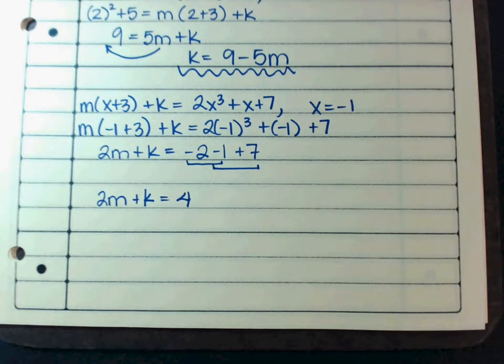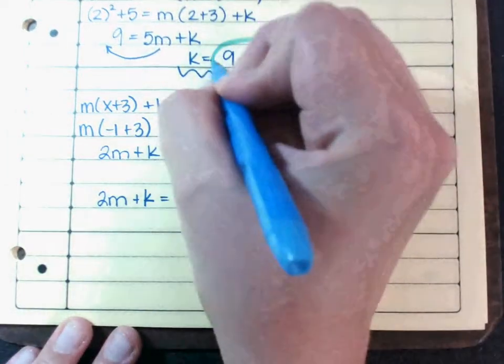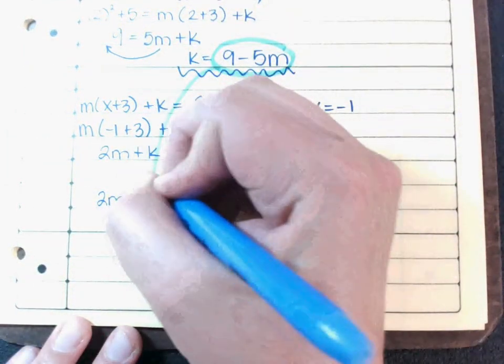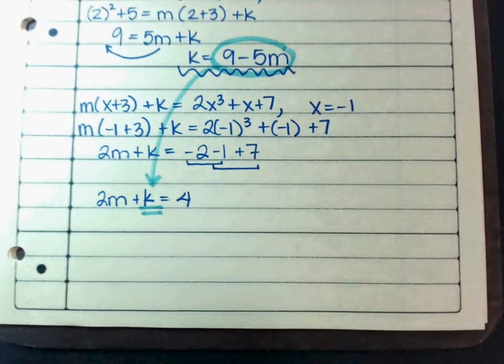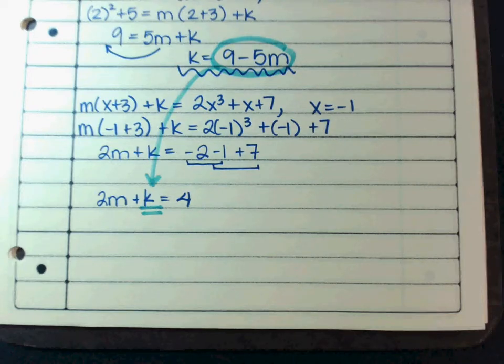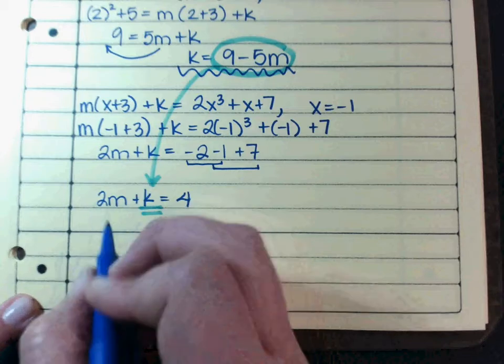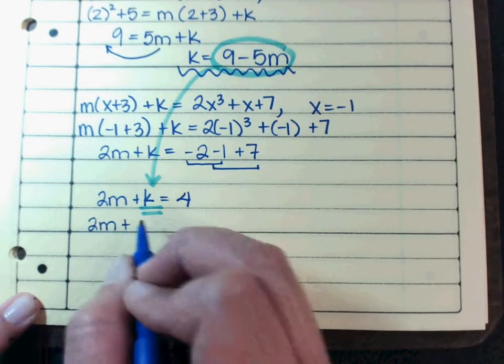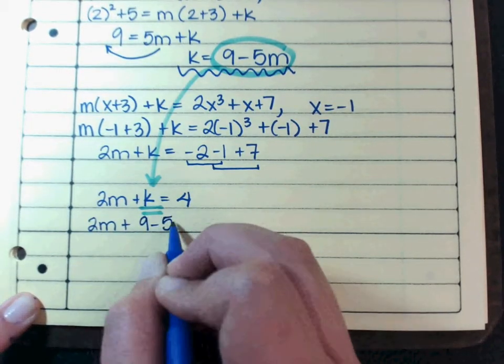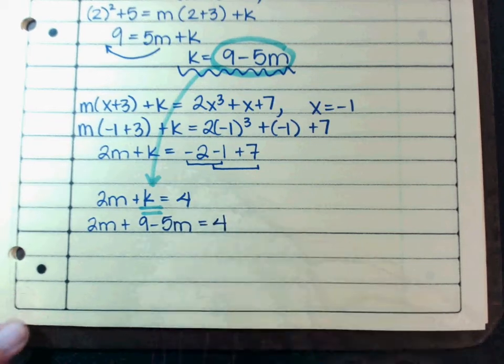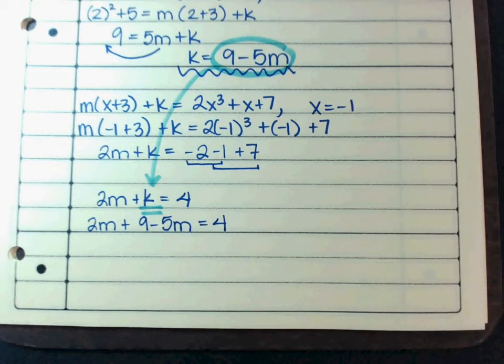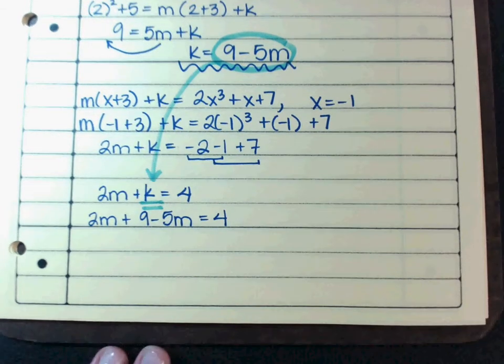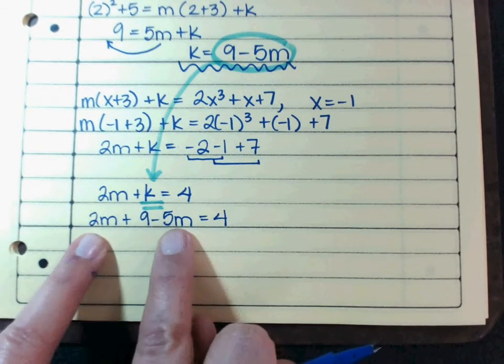Okay, so I'm going to take this piece up here, and I'm going to sub it in where my k is, right here. So I'm going to have 2m plus, then when I get to k, I'm switching out for the 9 minus 5m. What's our next step? Combine like terms. What's 2m minus 5m?